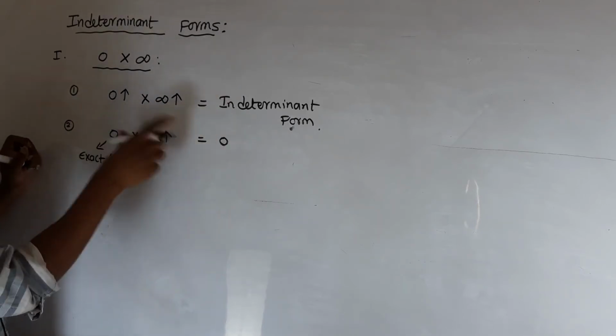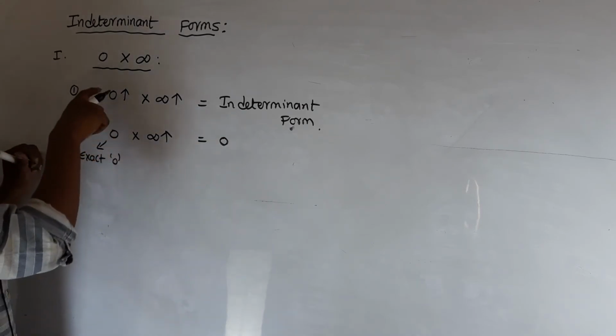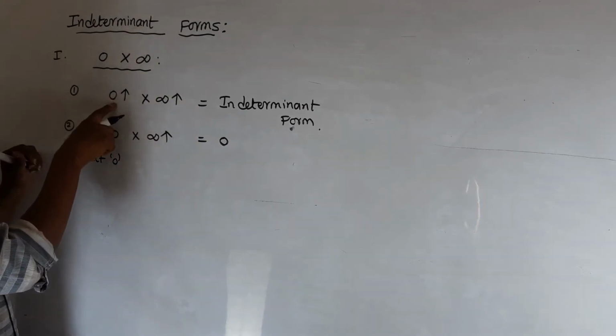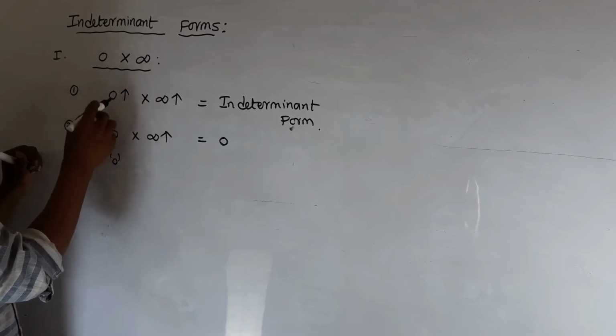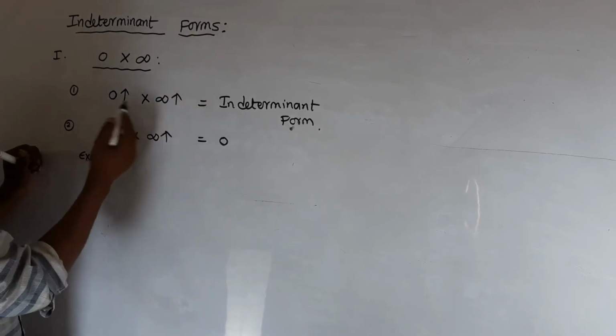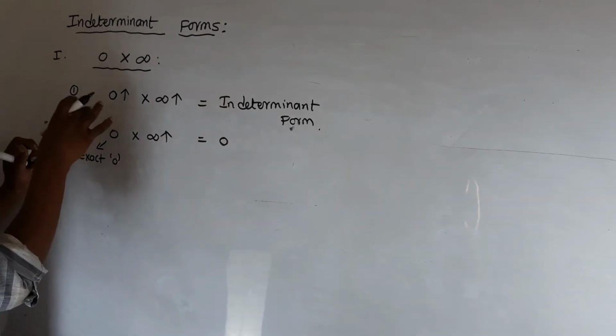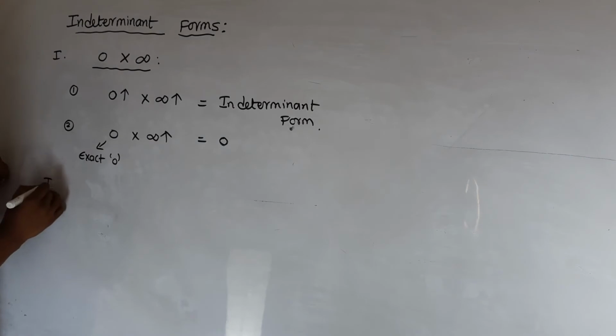Confuse అవ్వద్దండి, గుర్తుపెట్టుకోండి. Exact zero, zero into anything is zero. But in this case it approaches zero. Approaches zero means 0.1, 0.001, 0.0002 and so on. So different results వస్తాయి. మనం క్లియర్ ఎక్స్ప్లెయిన్ చేశాను కూడా. So this is the first form.